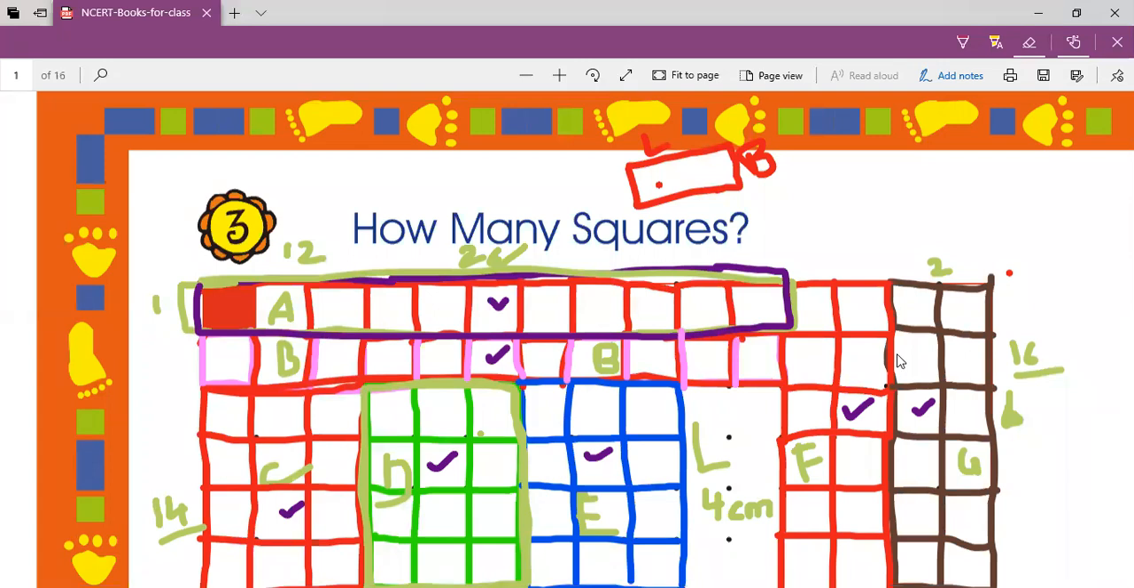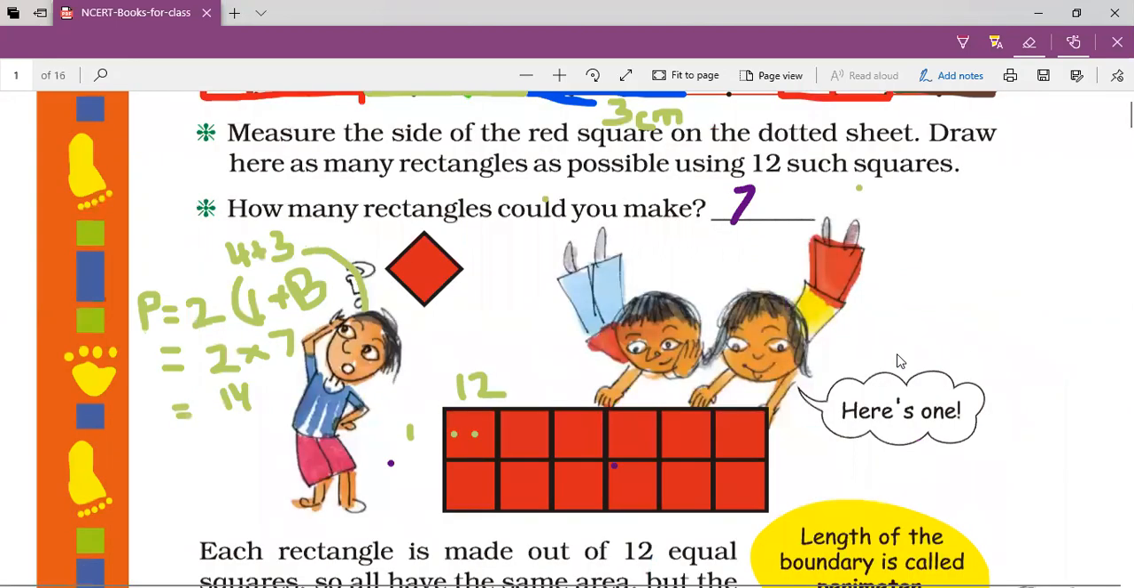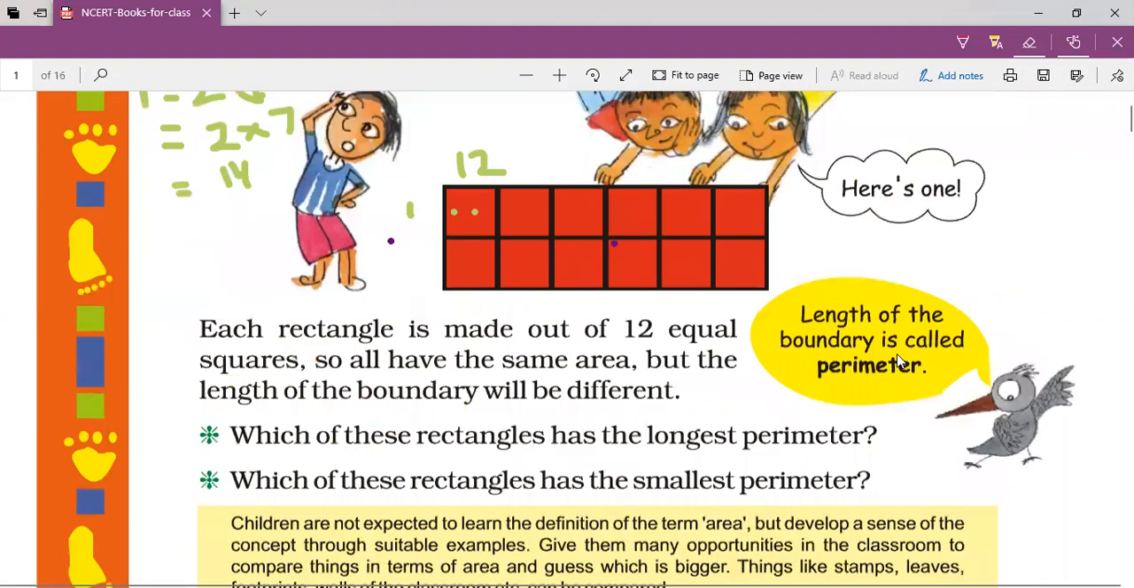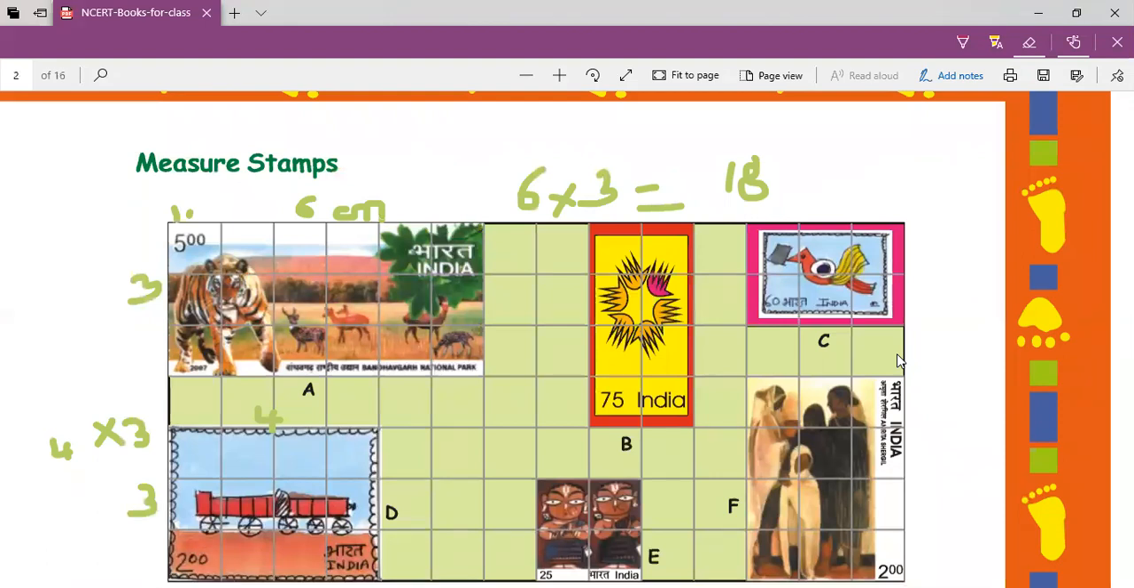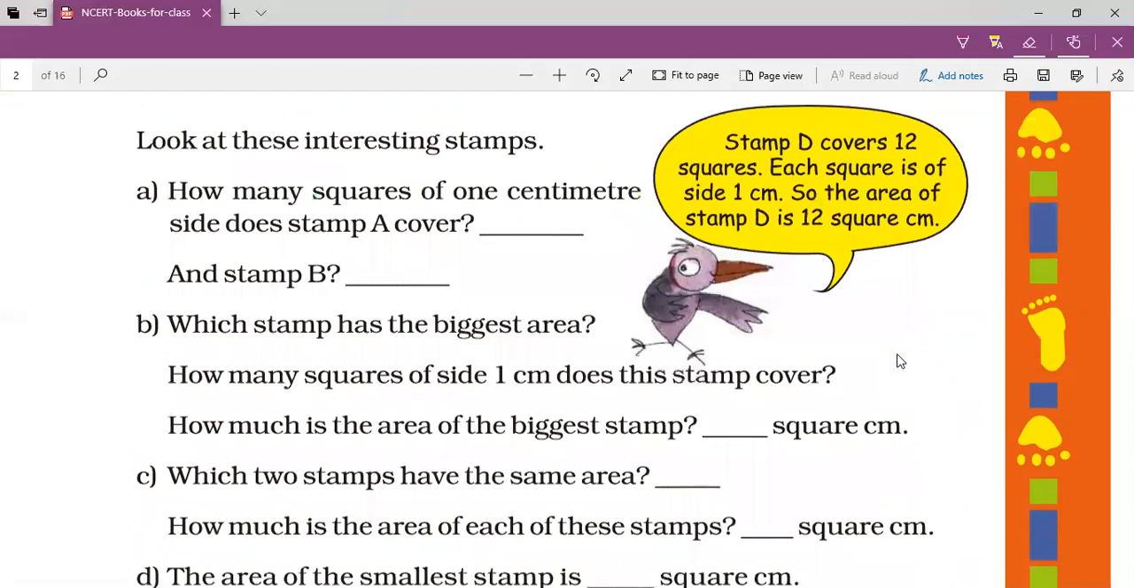So we are starting with our third chapter, that is How Many Squares. In the previous online lecture, we had finished the first two pages, in which we had seen the perimeter and area of a rectangle. Also, we had solved the question related to the stamp. We had measured the stamp and found the area and also the perimeter of that stamp.